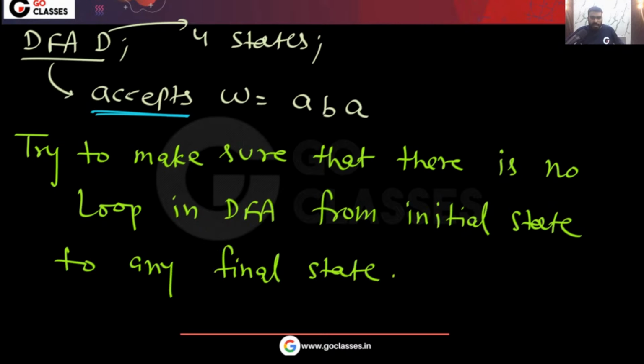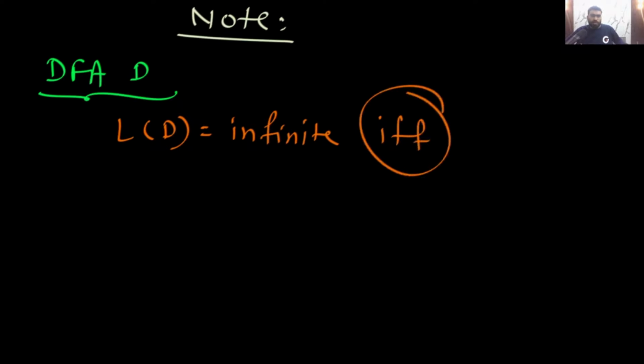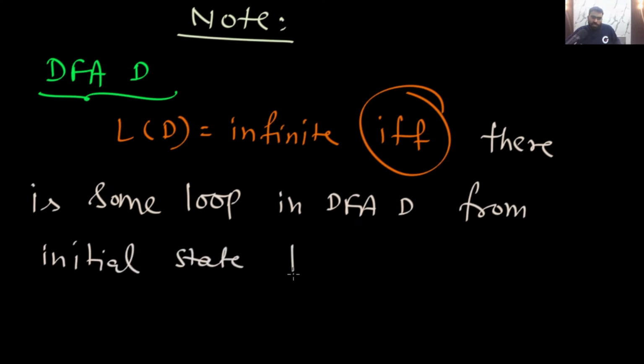Because remember, please understand this property: if you have a DFA D, then L(D) will be infinite if and only if there is at least one loop in the DFA on the path from the initial state to some final state.